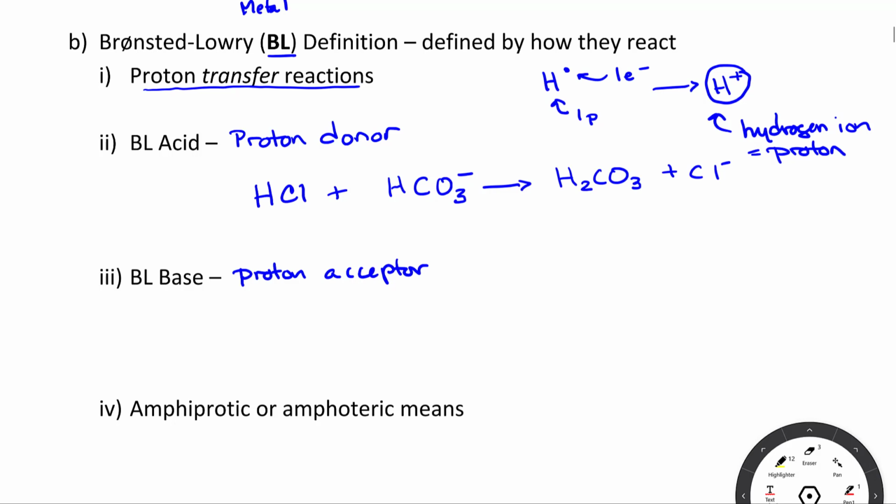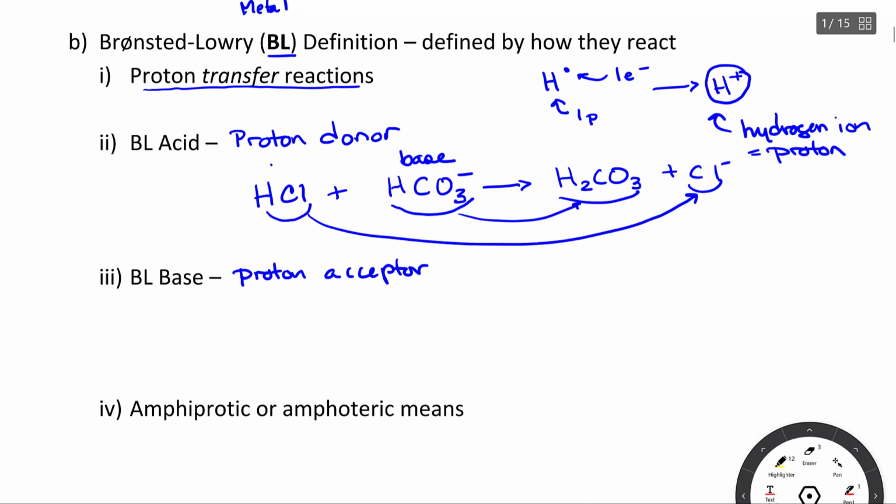The way you can tell is just looking at the formulas. You'll notice how this has one hydrogen and here it has two. So it accepted a proton. So this is the base. And then HCl, since it went from HCl to Cl minus like this, this is the acid. So proton donor and proton acceptor are functional, and actually what's happening is we're talking about hydrogen atoms moving from one substance to another, and that's how we're defining acids and bases.